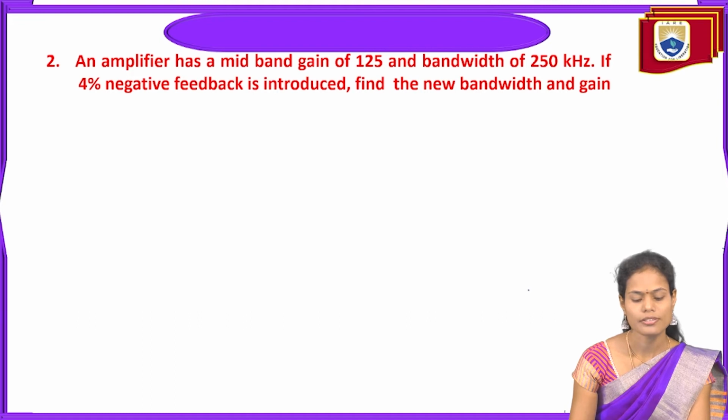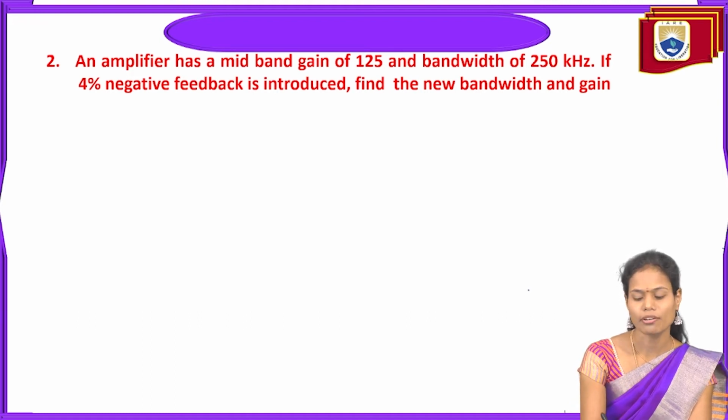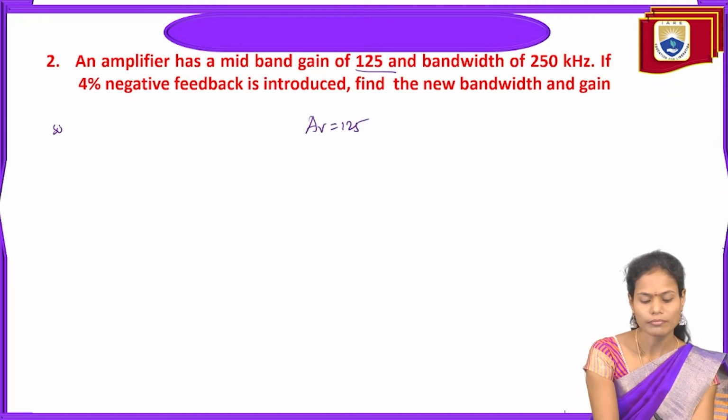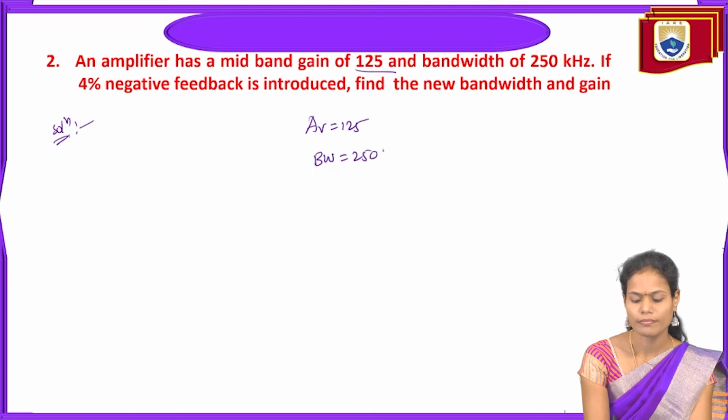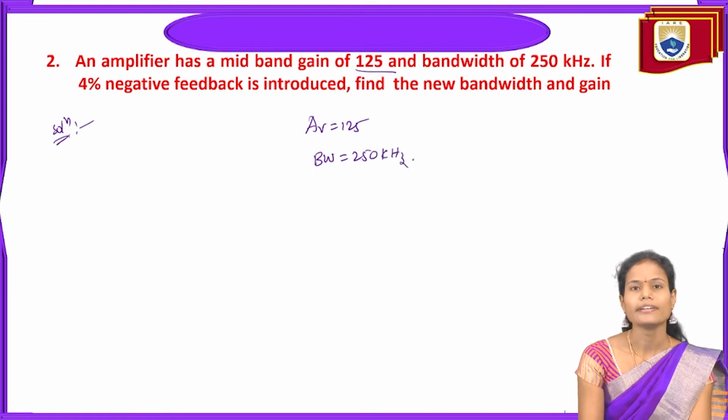The next one is: an amplifier has a midband gain of 125 and a bandwidth of 250 kilohertz. If 4% negative feedback is introduced, find the new bandwidth and the new gain in this case.